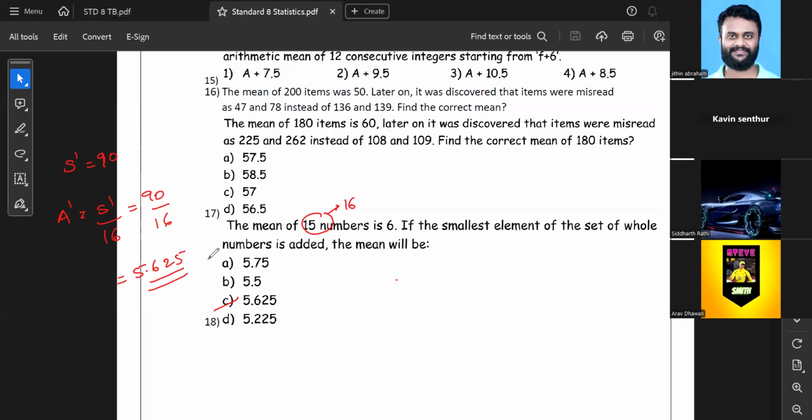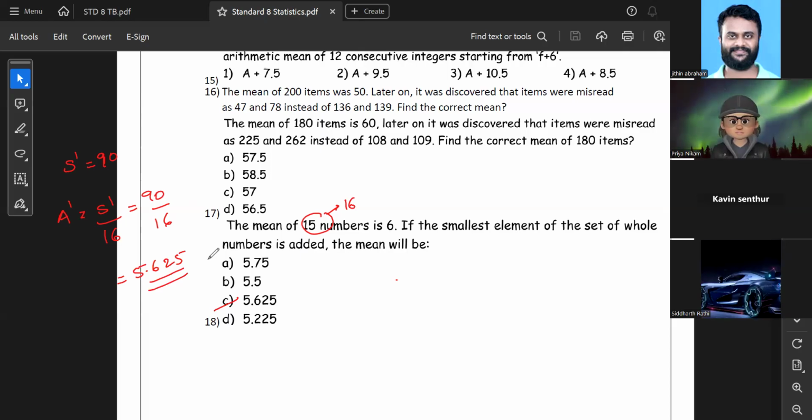Okay. Sorry. Could you repeat one more time? Sure. So here what happened, my dear child, initially the average was 6 for 15 numbers. So the initial sum is how much? 15 multiplied by 6, that is 90.